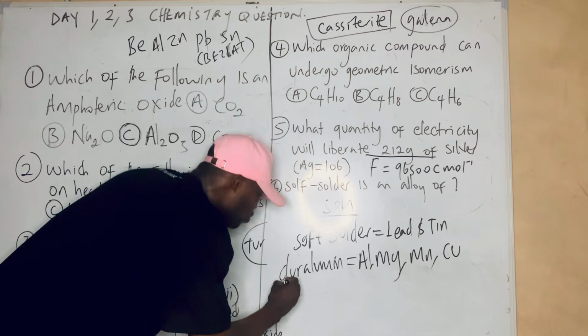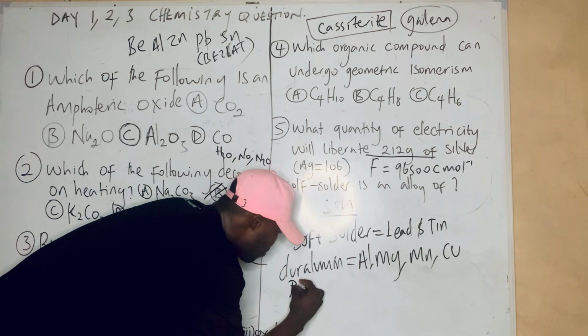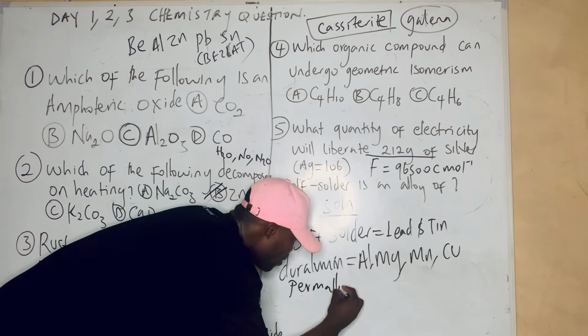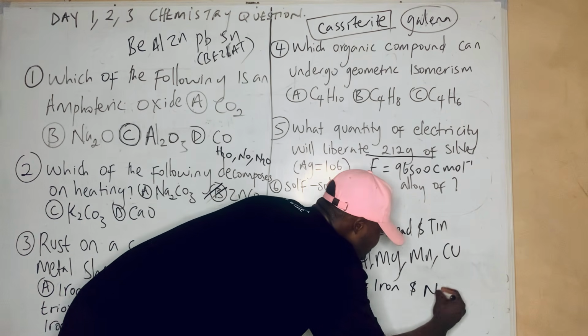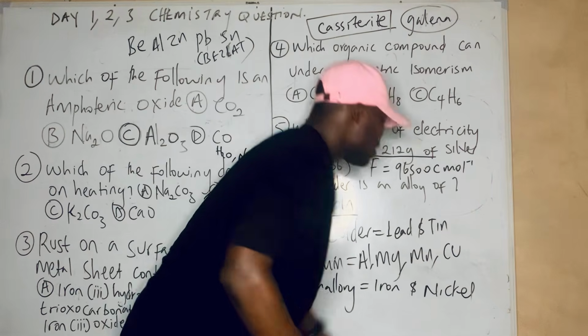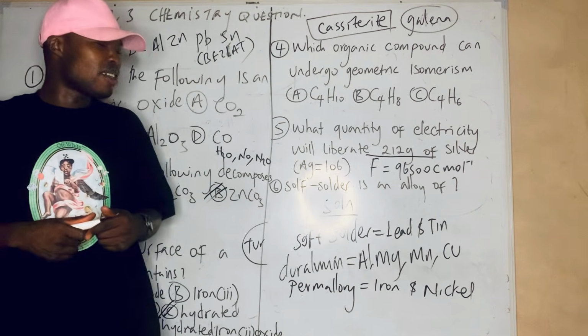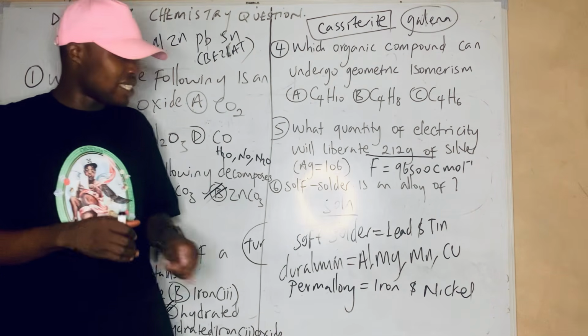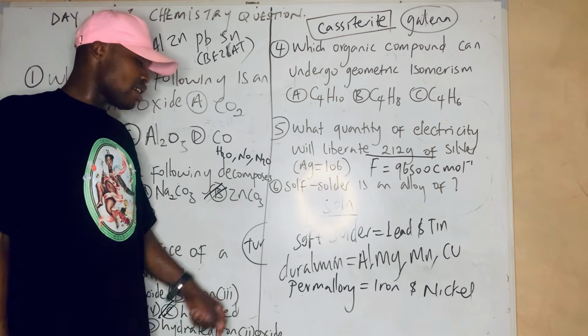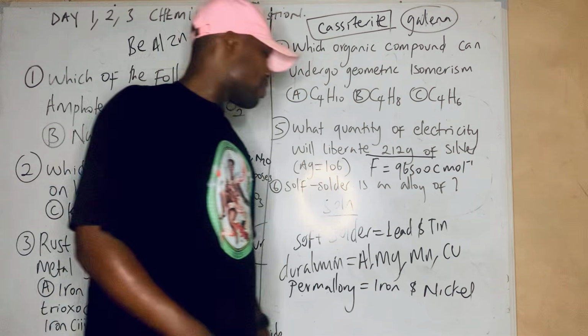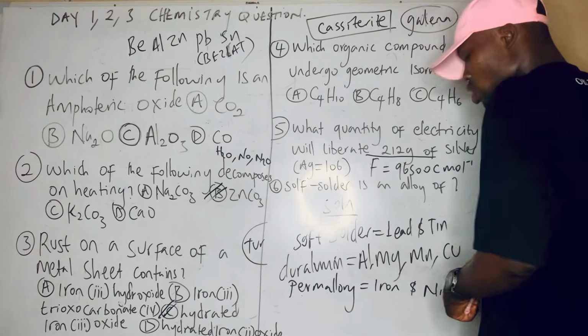Another alloy used to make magnets is permalloy. Permalloy is an alloy of iron and nickel, nickel being the base metal, that is, nickel is more. Nickel is around 60 to 70% in the alloy, while iron is the remaining part of the alloy.